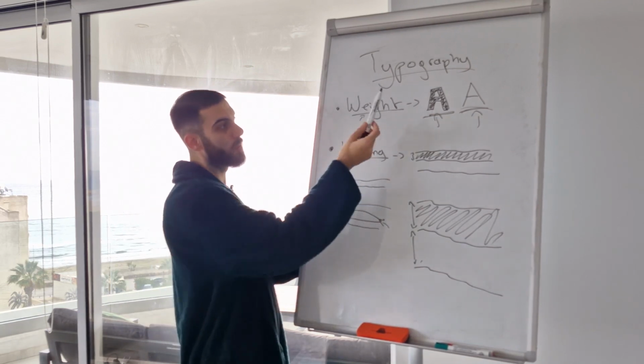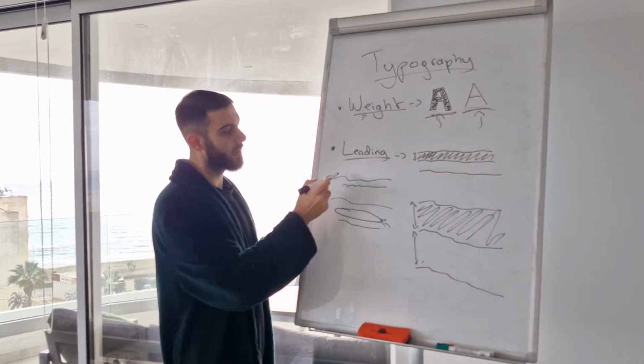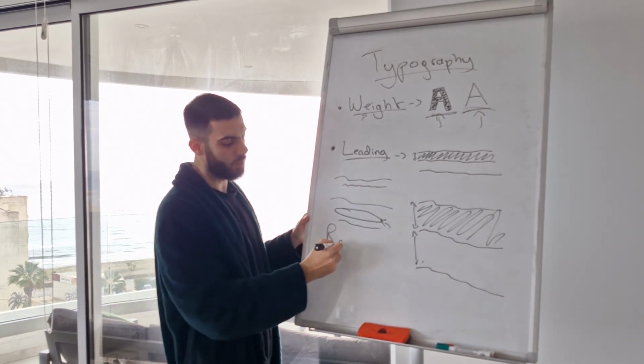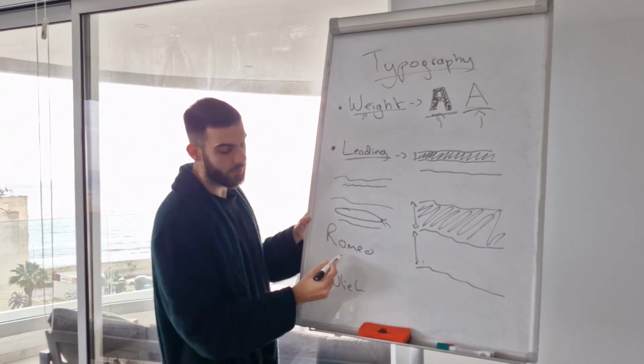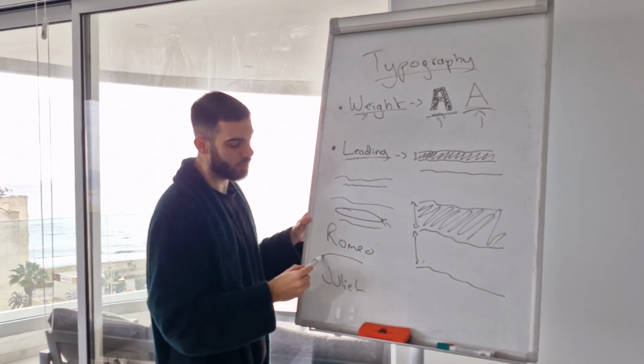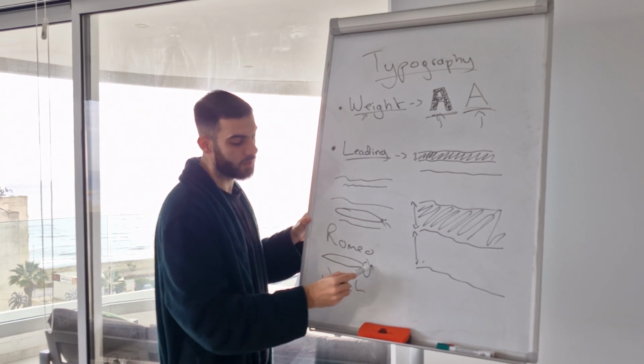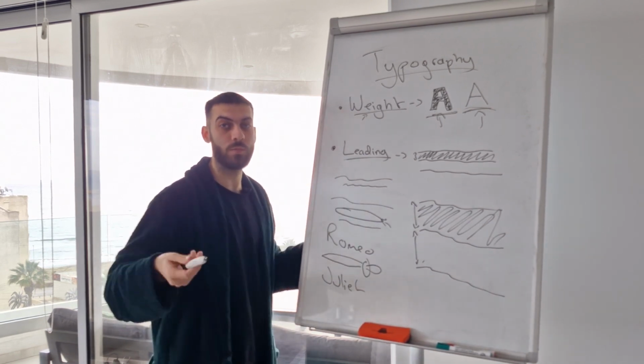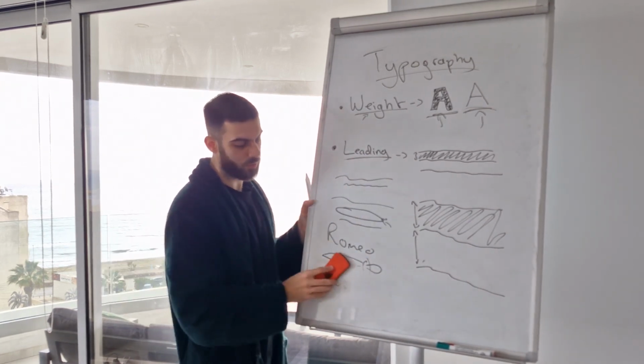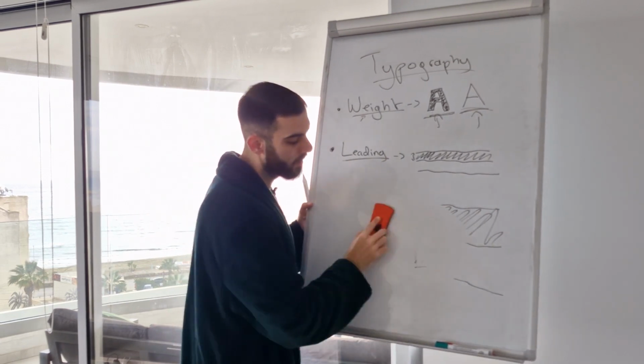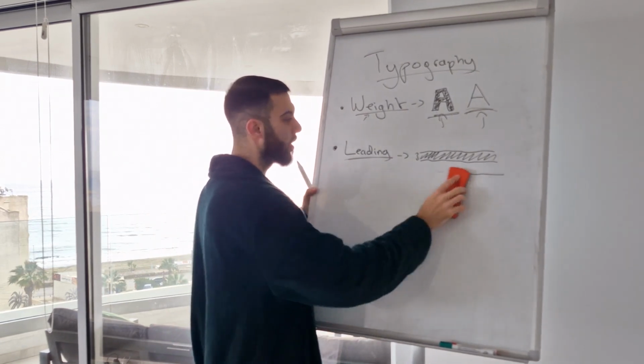So if we were doing Romeo and Juliet like we did before, we might use leading to separate Romeo from Juliet a little bit more. That way we can add a sword or something here in the middle if it looks good on the cover. So it all depends on your book and your niche. So leading is super important. We're also going to talk about leading in the formatting module, but for now let's just stick to the book covers.